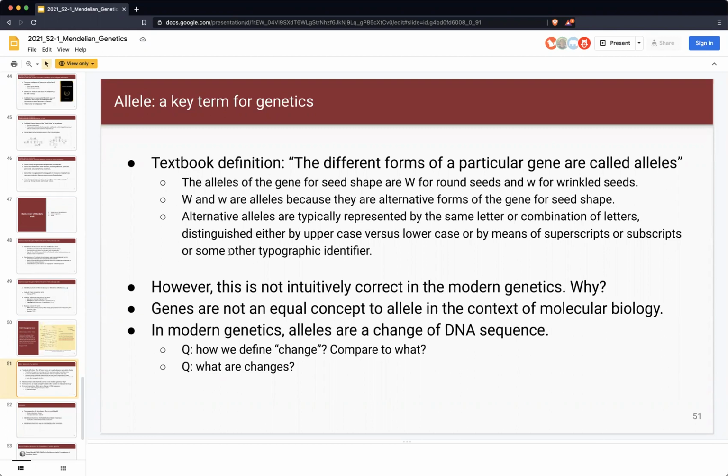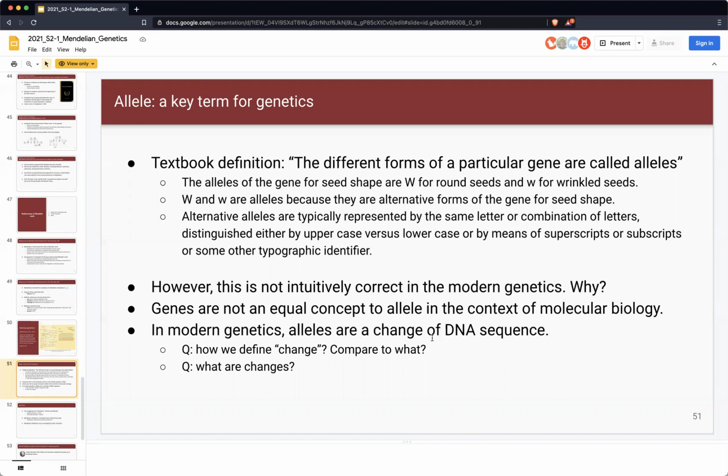So in modern genetics, alleles are actually a change of DNA sequence. You need to know this. Then the question that follows is how we define change, which change? As I mentioned, the DNA sequence. And change means you have to compare something, right? Compare to what? This is the critical thing.